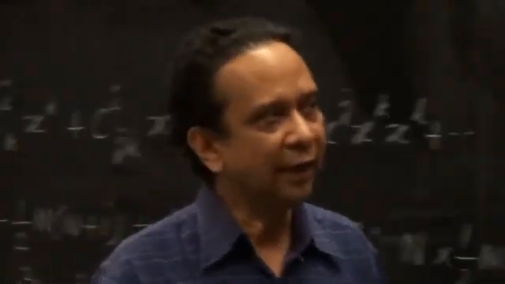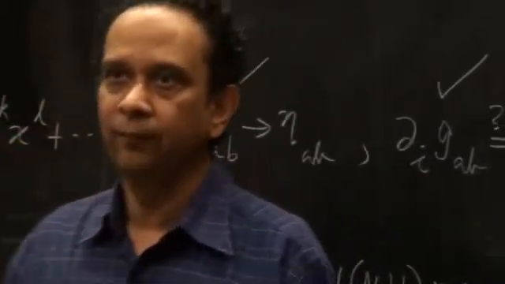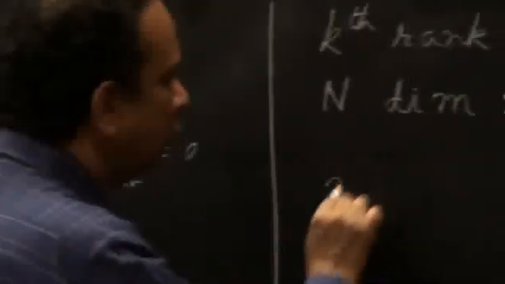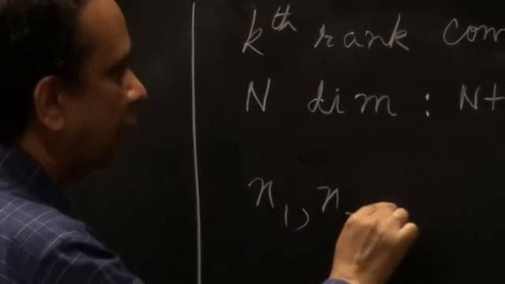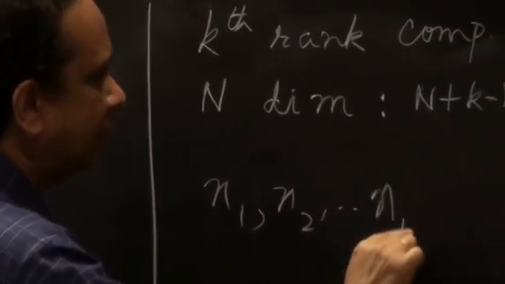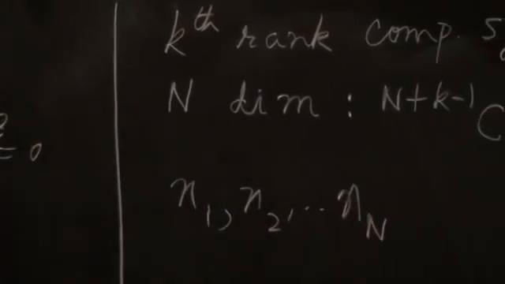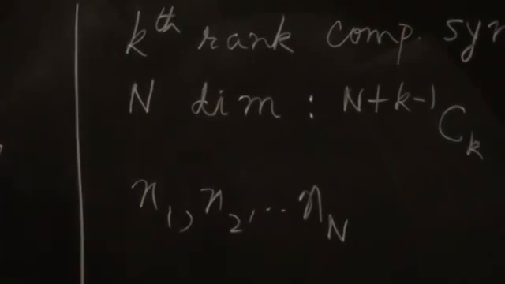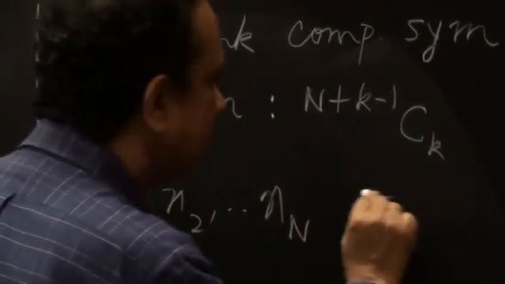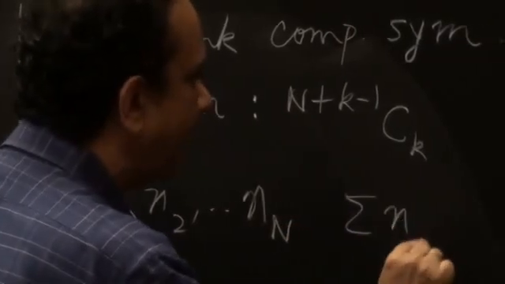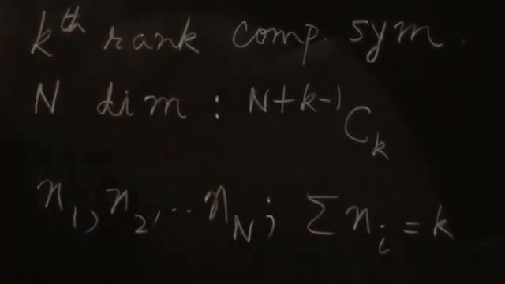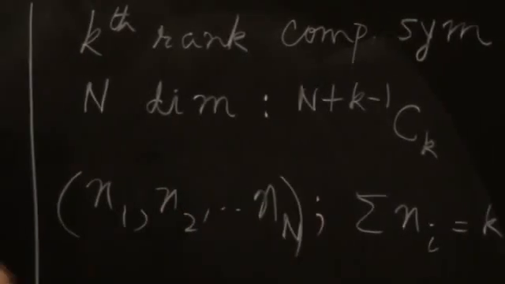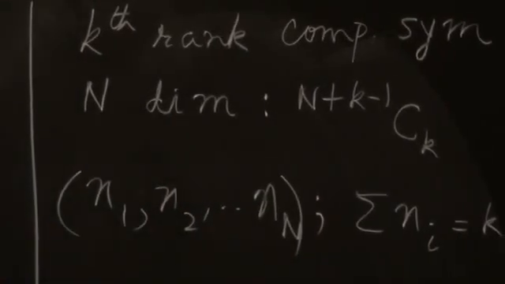So if I tell you that any given component has n1 ones, it has n2 twos, nn n's in it. Of course it has to be 0 to n minus 1, but this is easier to write. With the condition that the summation over ni is k. If I give you this distribution, I am through because of symmetry.